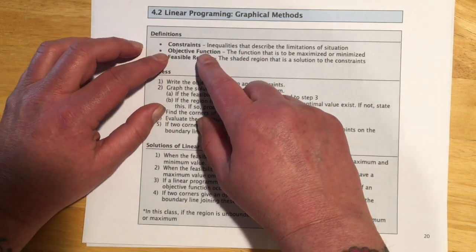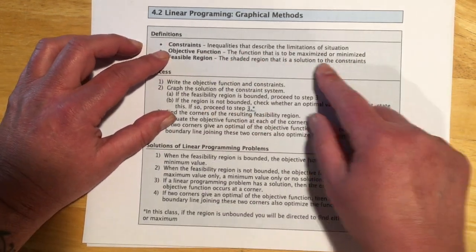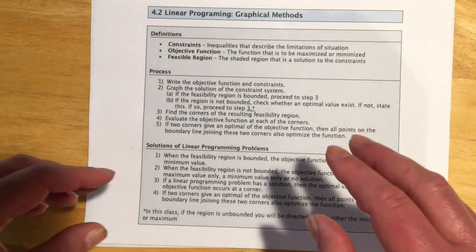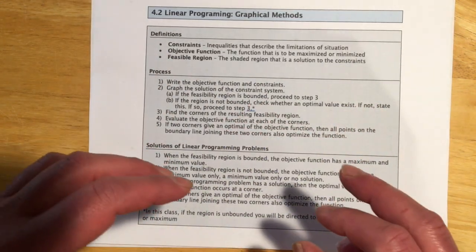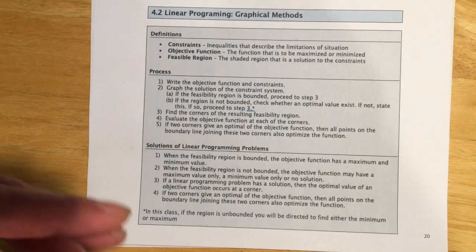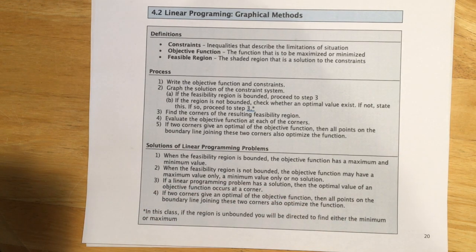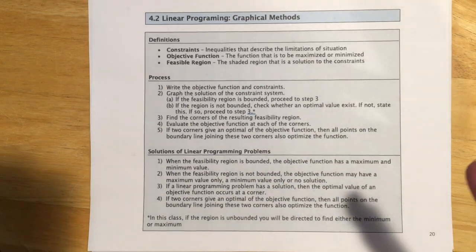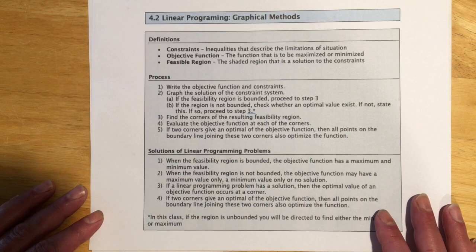But in this section we're adding what's called an objective function. We're going to find the corner points of the feasibility region and we're going to plug them into this objective function, and that's going to either minimize or maximize the situation depending on what the description of the problem is.